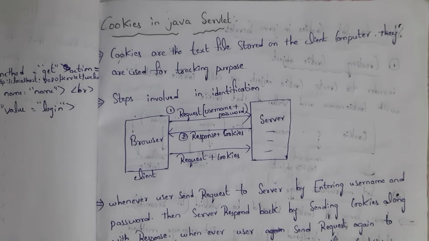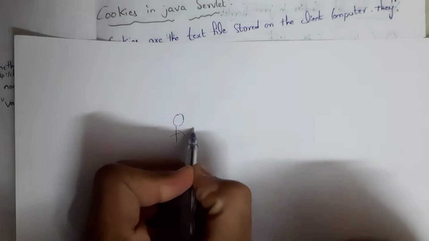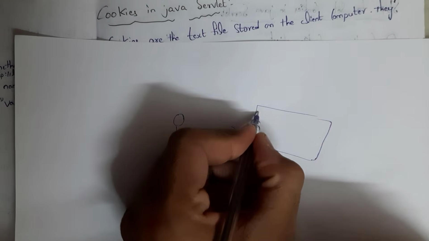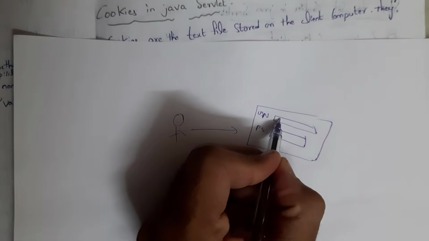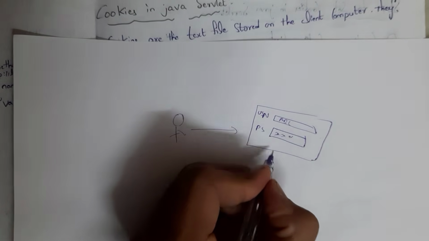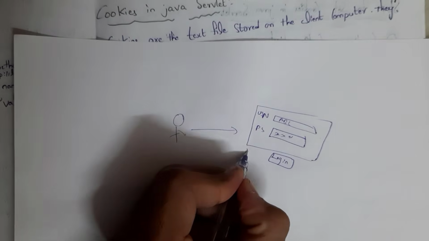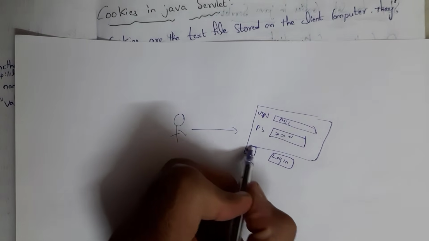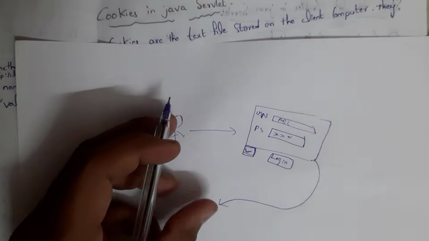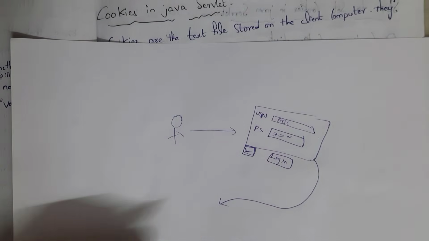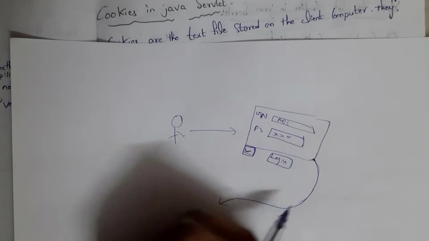Next topic is cookies in Java Servlet. Cookies are nothing but small text files that are stored in the user's system. For example, you open one website. That website contains username and password. Once the user enters his username and password and clicks on login, it will ask for remember. If you click on that remember button, then cookies are created in his computer.